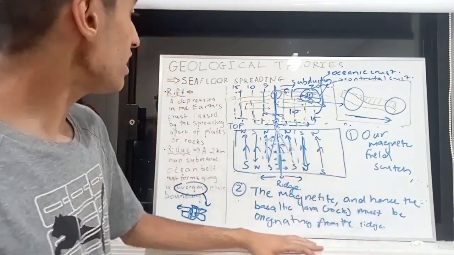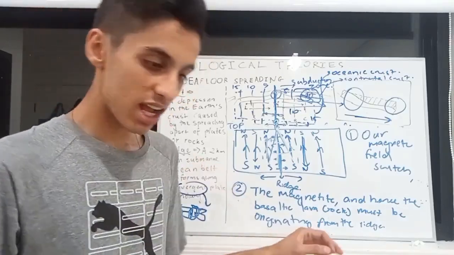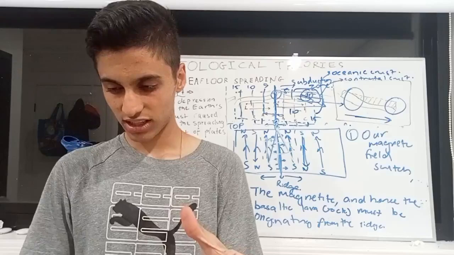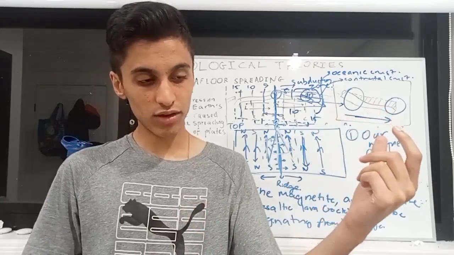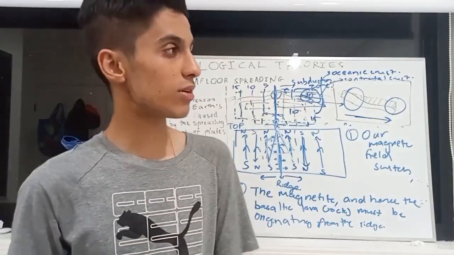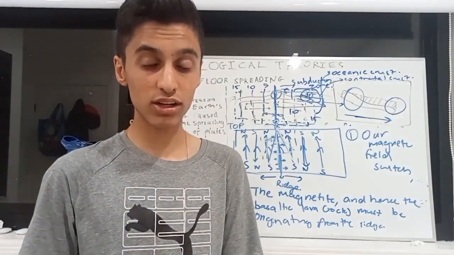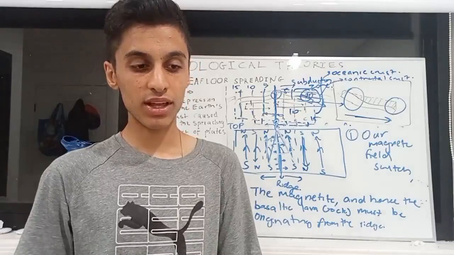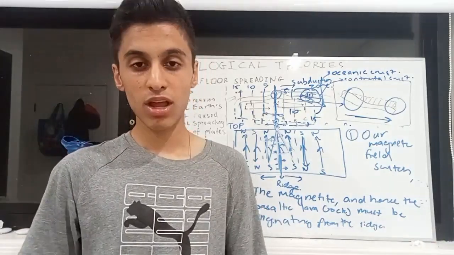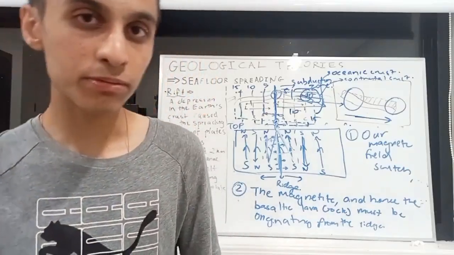So now that we are done with seafloor spreading, let's move on to our final theory, plate tectonics. Plate tectonics is basically just a combination of convection current theory and seafloor spreading theory, and this is where a bunch of our terminology comes in. Plate tectonics is where we look at things like plate boundaries, plate movements, and all that. So let's just do that now.